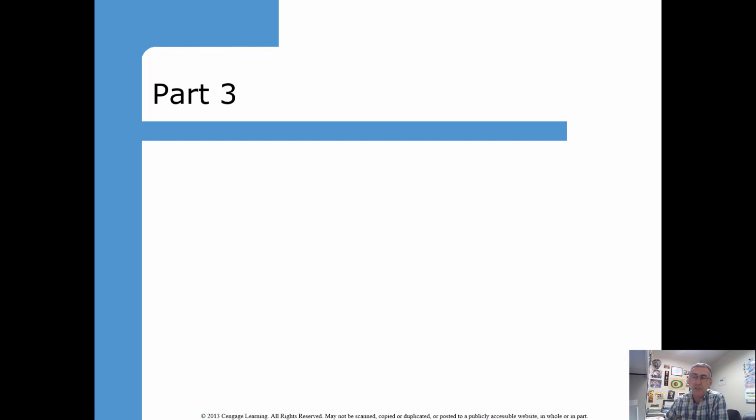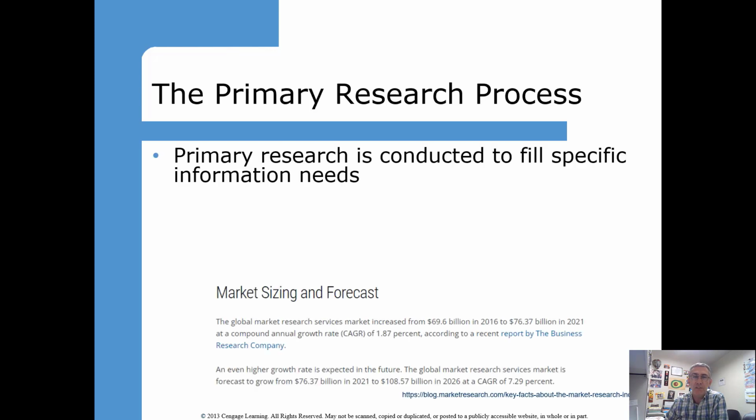Okay, now we're getting into part 3, and in this case, we're looking at the primary research process. The primary research process is conducted to fill specific information needs. So we just finished the secondary, which again, the secondary is the smart way to start. It kind of sounds backward. You start with the secondary and then you go to your primary. So we've tried to not reinvent the wheel.